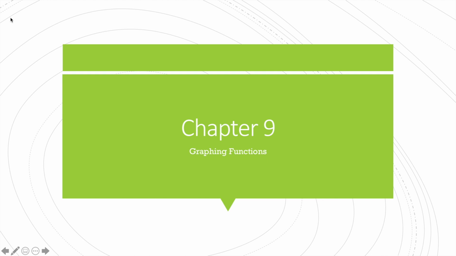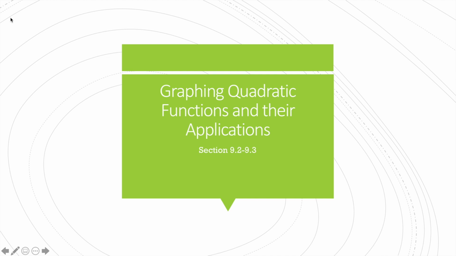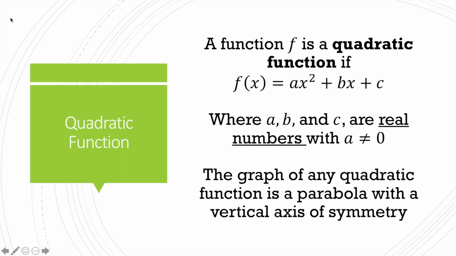All right, class, so today we're going to be taking a look at chapter 9, which is all about graphing different types of functions. And we've seen a lot of functions as we've worked through this class. We started with lines, right? And now we're working on parabolas. So sections 9.2 to 9.3, that's going to be all about graphing quadratic functions and then some applications of that.